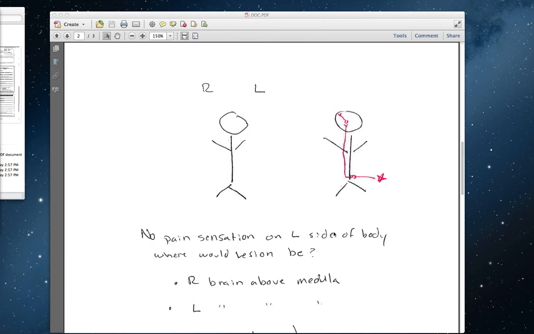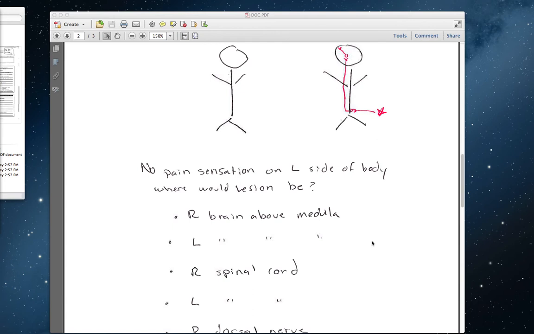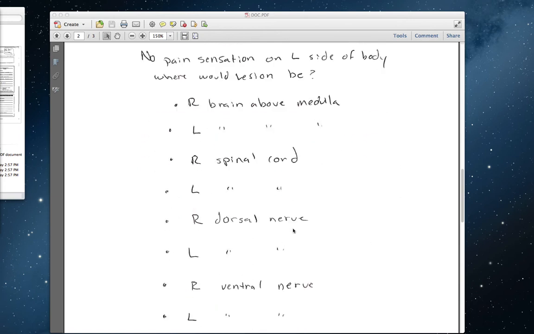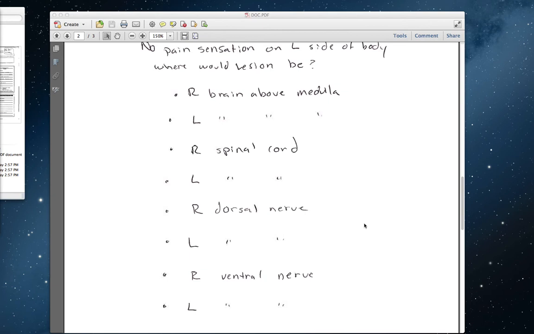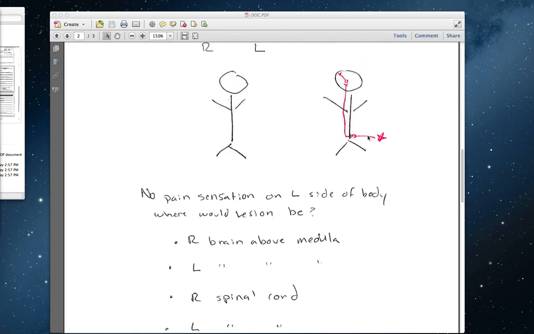There's two other points I want to make here. One is that you have your choices here. You have some that are right dorsal nerve, left dorsal nerve, right ventral nerve, and left ventral nerve. If you remember, dorsal nerve carries sensory information into the spinal cord. The ventral nerve carries motor information out of the spinal cord. And so if you lesioned right here, you would be lesioning, in this case, the left ventral nerve. That would be carrying in the information towards the cerebral cortex.